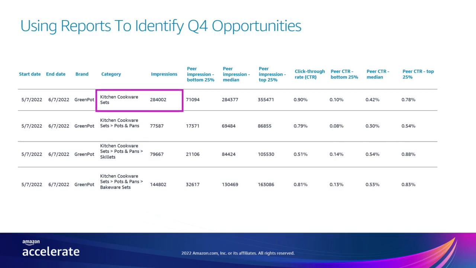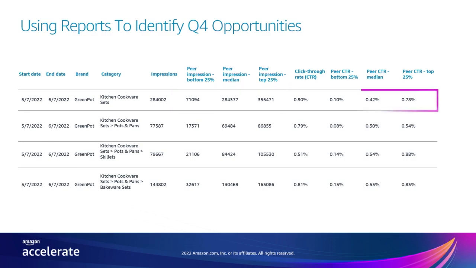In the last 30 days, when looking at impressions for kitchen cookware sets, GreenPot is showing 284,000 total impressions. When looking at the bottom 25%, the median, and the top 25%, they can see that their impression count is just below the peer median, letting them know that their impression count is about average compared to other advertisers advertising similar products in the same category with sponsored brands.